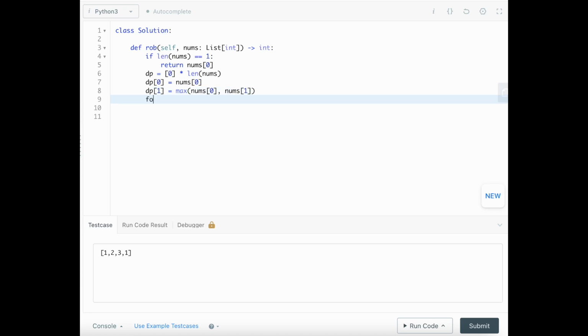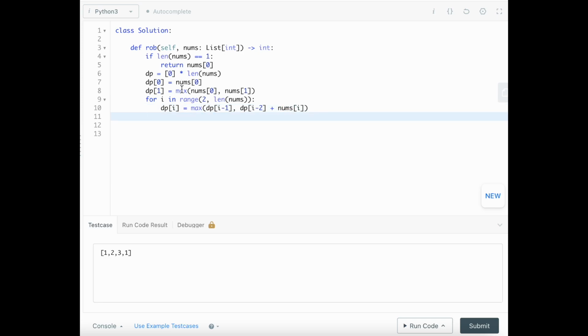And now let's write an iterative approach to solve for n houses. So for I in range of, so we are doing it from 3 houses, 3 houses to length of nums. So DP of I is equal to max of DP of I minus 1, comma, DP of I minus 2 plus nums of I.